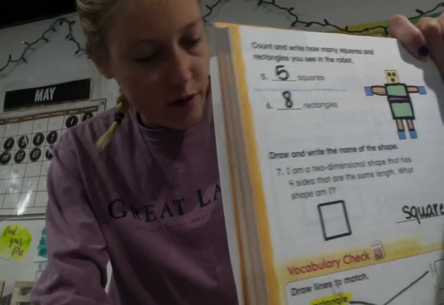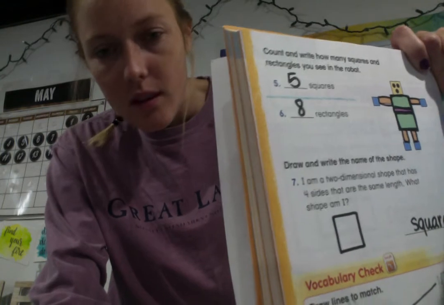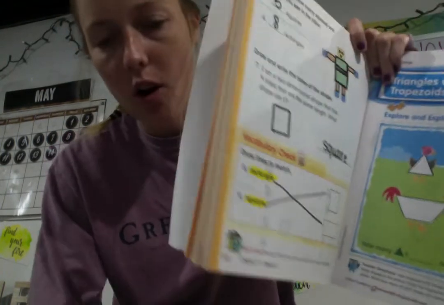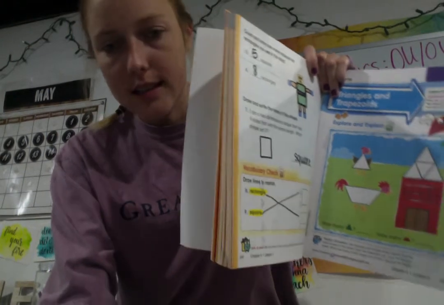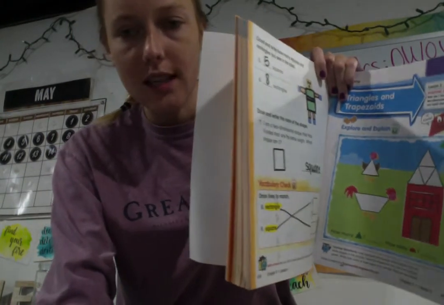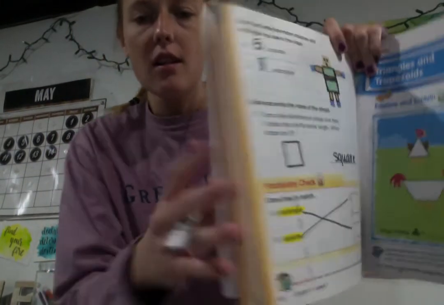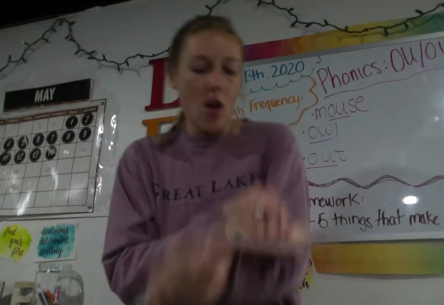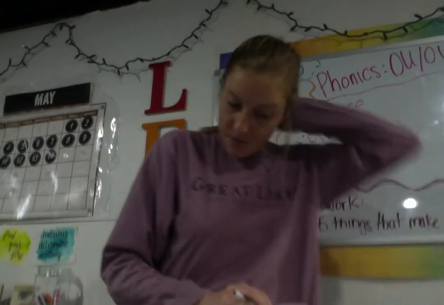What's up, Mariah? Do you have a question? We are on page 640. We're going over our math homework. So for number 5, you should have seen 5 squares. And number 6, we had 8 rectangles.